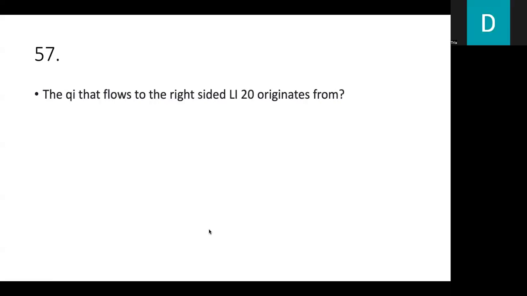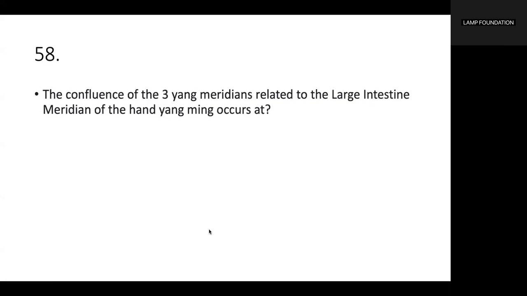Li4. The chi that flows to the right-sided Li20 originates from the left side of Li1, Shangyang. So it came from the left side, left Li1. The confluence of the three yang meridians related to the large intestine meridian of the hand Yangming occurs at GV14.